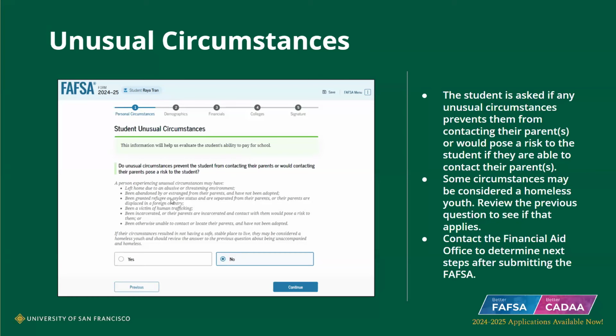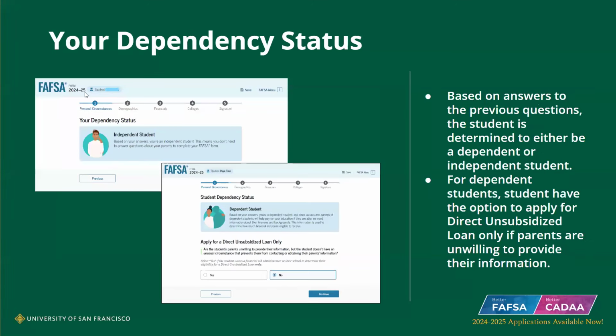This is not asking if your parents have decided not to help you pay for college. And I want to reiterate that because it's only asking if there are some unusual circumstances where the student is at risk if they contact a parent or if they just can't contact a parent. So these are unusual circumstances. If yes, you answer yes, the institution will follow up with you. If no, answer no, and you continue.